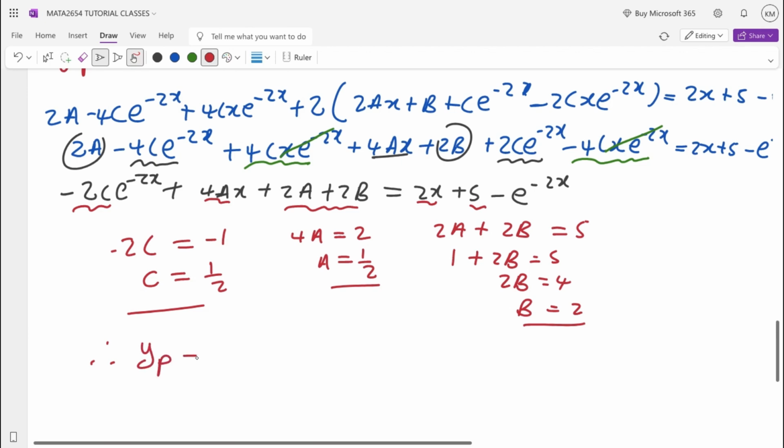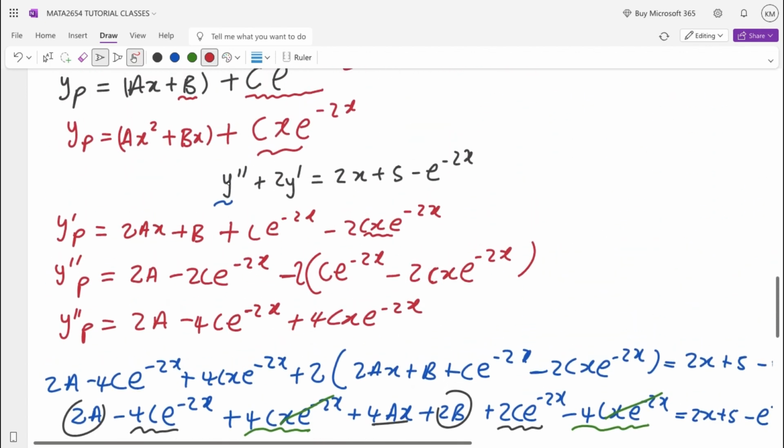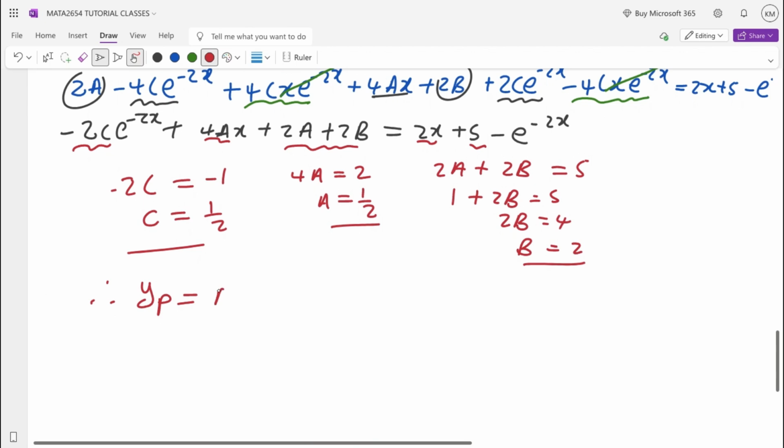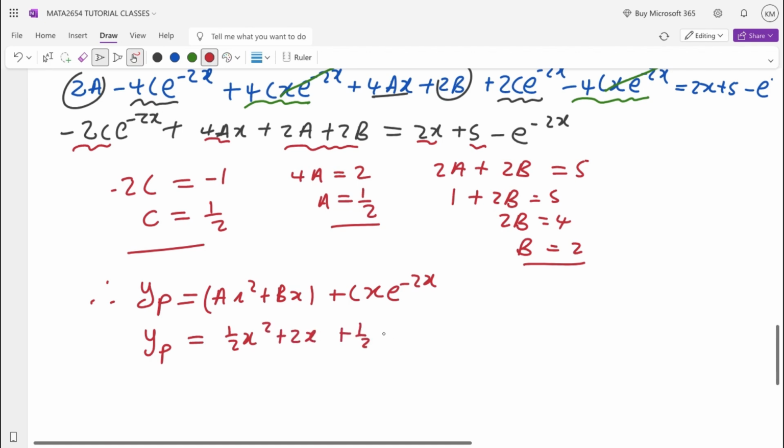Therefore, our particular solution, what is it going to be? Remember our particular solution, we had it here. This is the one. So we plug in what is a, what is b, and what is c. Our particular solution was ax squared plus bx, then plus c x e to the minus 2x, just like that. So now we know the values of a, b, and c. So basically we have half x squared plus 2x plus half x e to the minus 2x, just like that. So this is our particular solution.